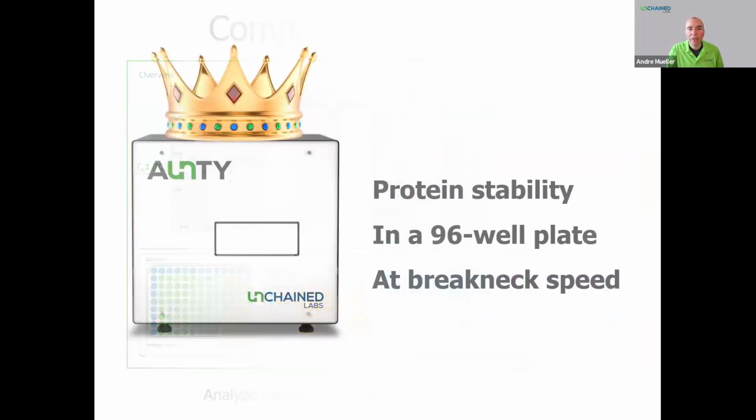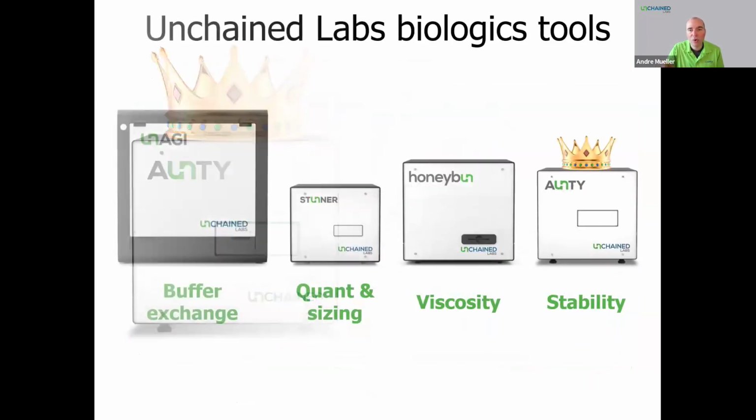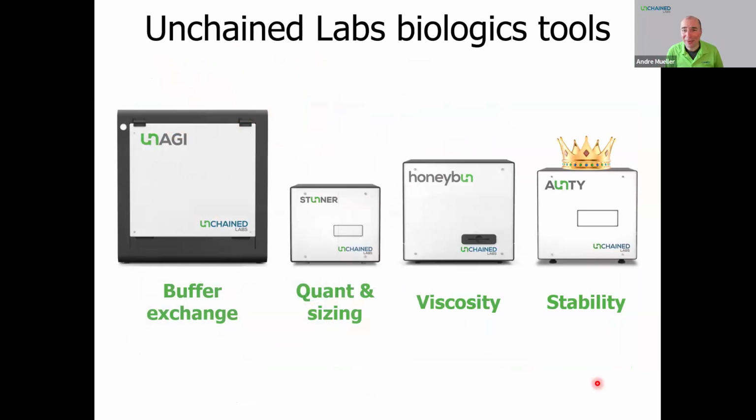With all of this together, Aunty is the queen of protein stability. We are measuring stability in a 96-well plate, and we're doing this at breakneck, unprecedented speeds. Aunty works, of course, together with her court, with the other Unchained Labs biologic characterization tools. Use Unagi for buffer exchange, use Stunner for quantitation and sizing.